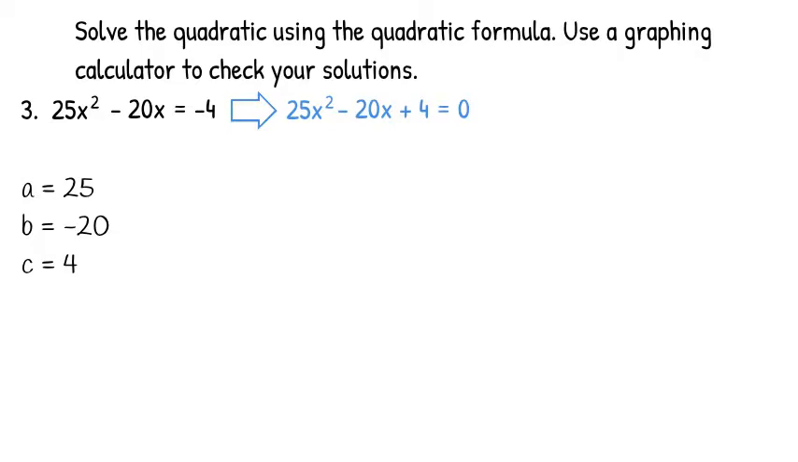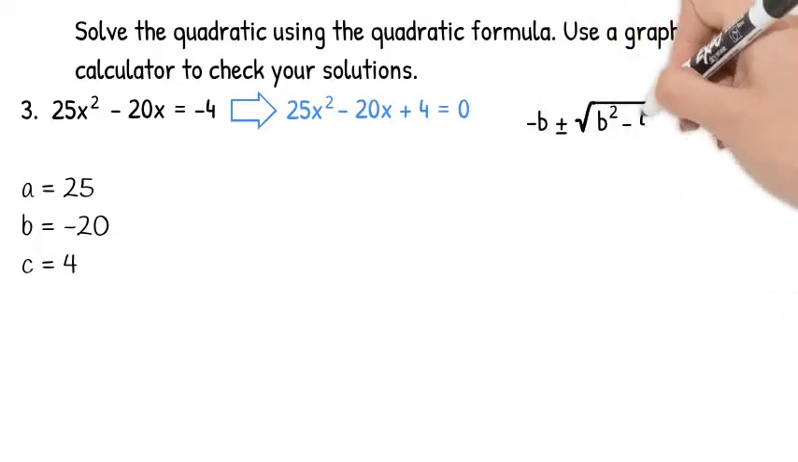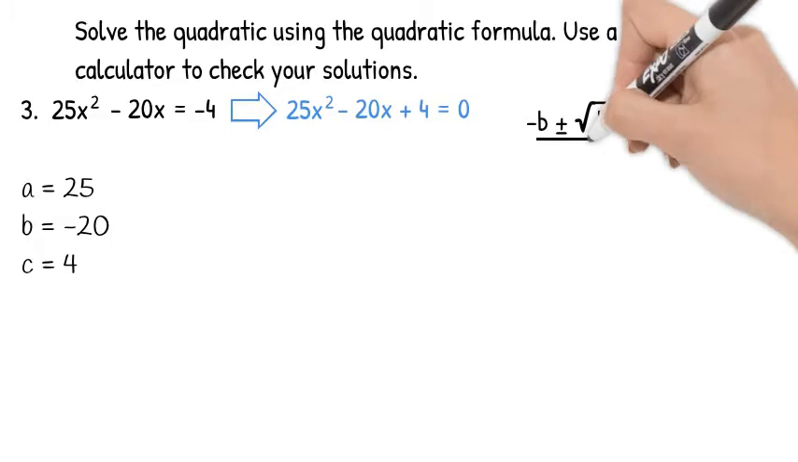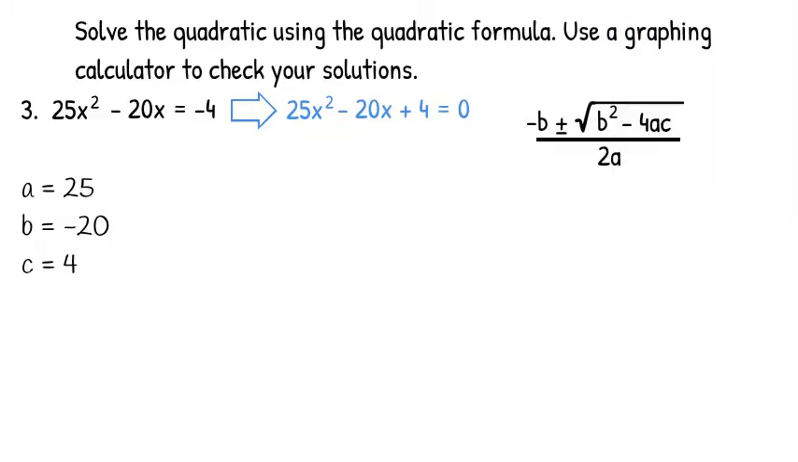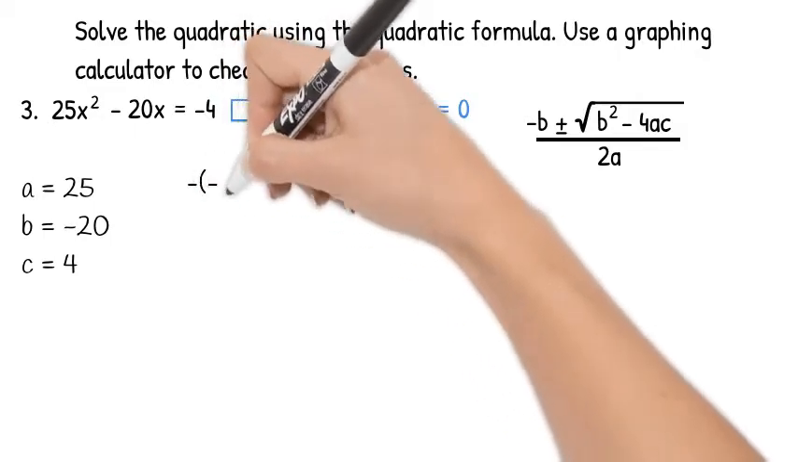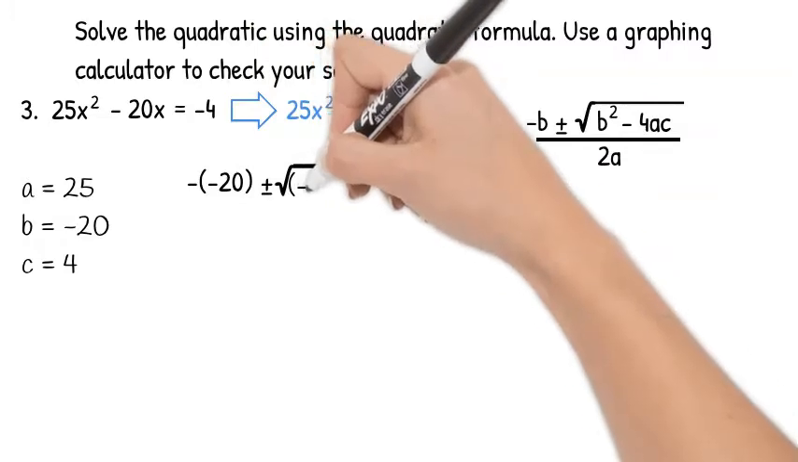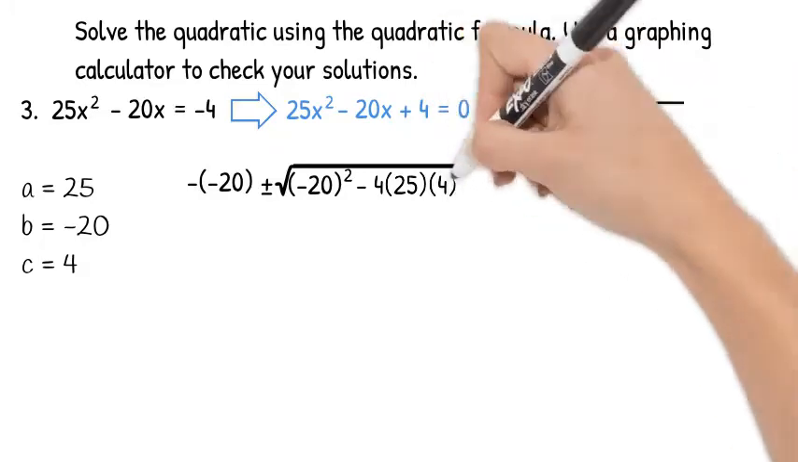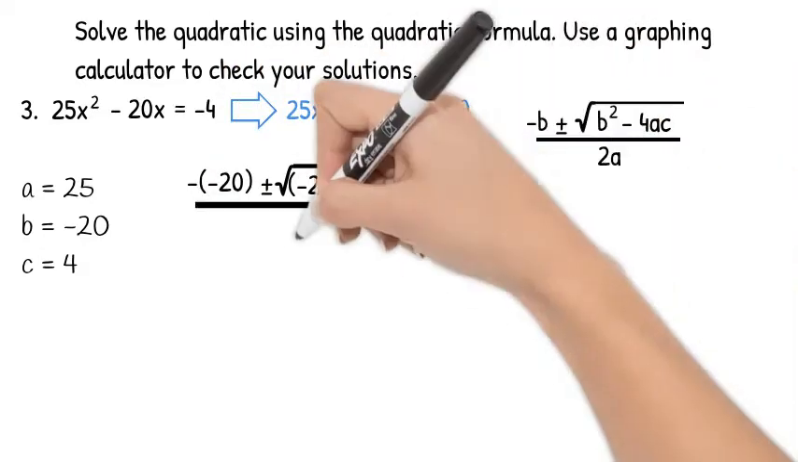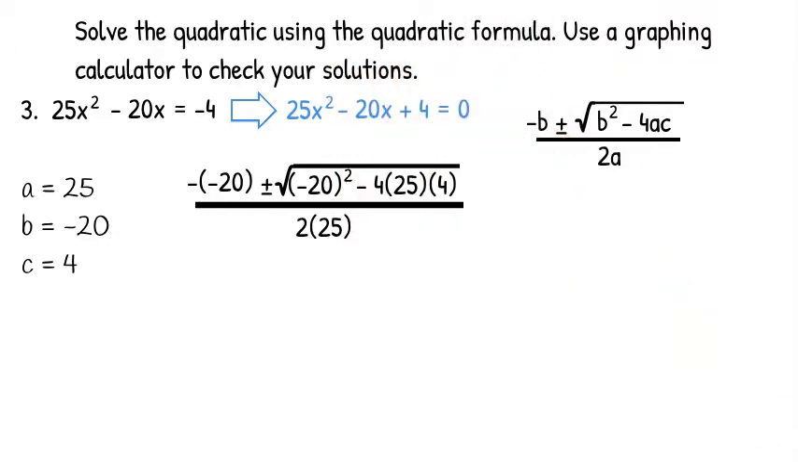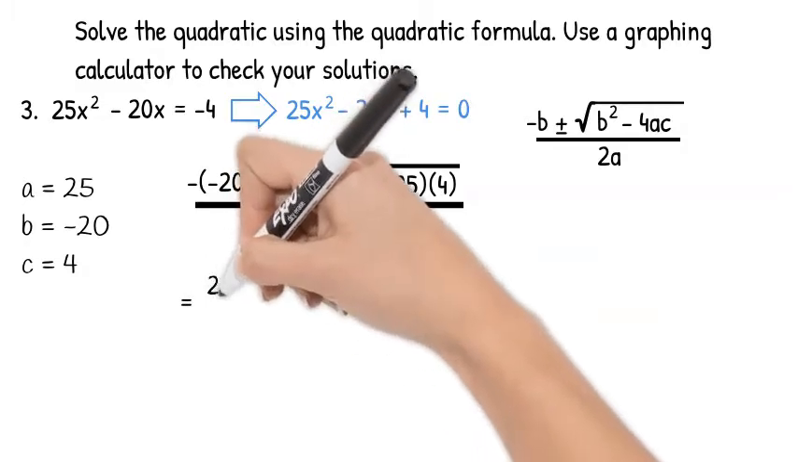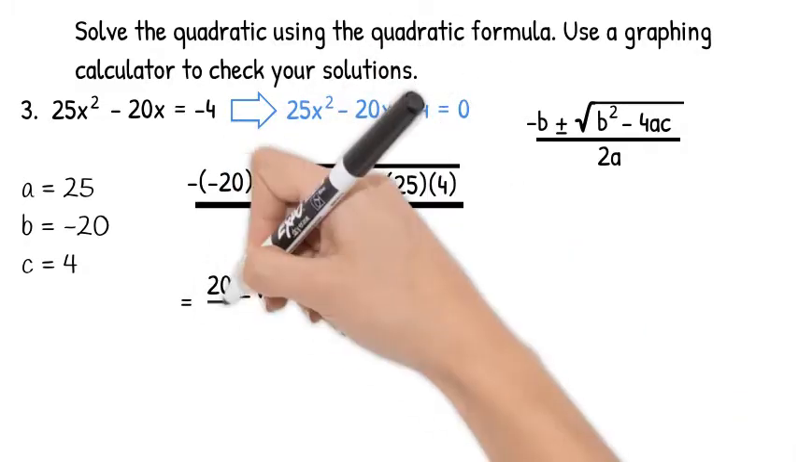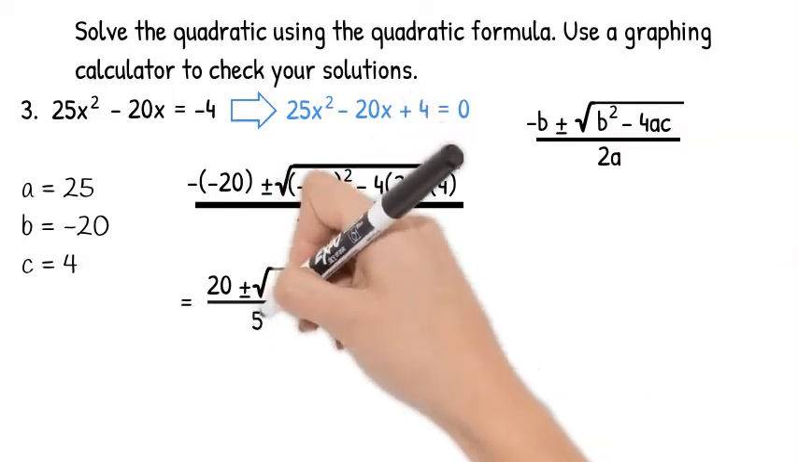Reminder of that quadratic formula, -b plus or minus the square root of b squared minus 4ac all over 2a. And we're going to plug in our A, B, and C for this problem into the quadratic formula. And we get -20 plus or minus the square root of -20 squared minus 4 times 25 times 4 all over 2 times 25. All right, let's simplify this just a little bit. -20 makes a +20 plus or minus the square root of something all over 50.